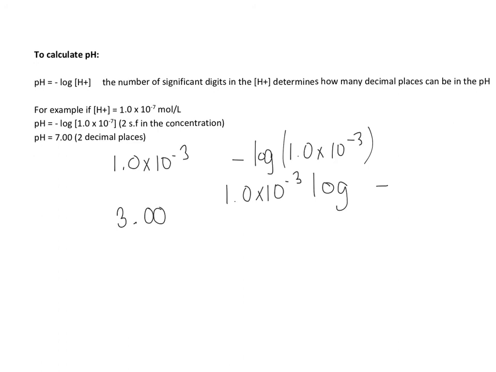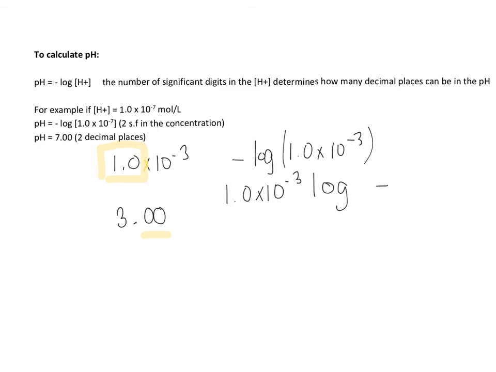When you do significant digits for pH, it has its own rules. So if you look at the number of significant digits in your concentration, so in this case there's 2, that is the number of decimal places you have in your pH.